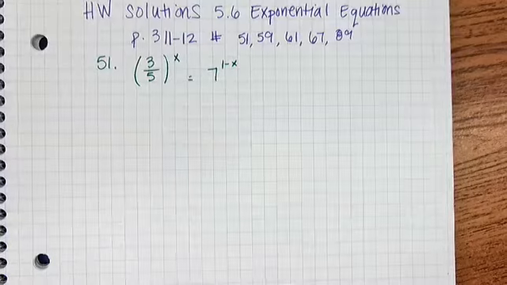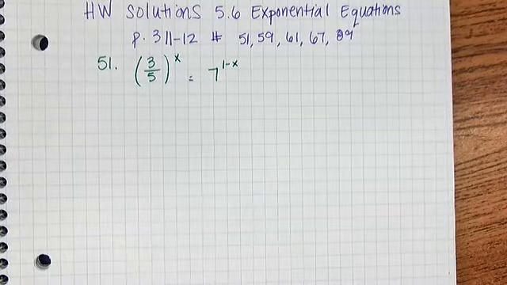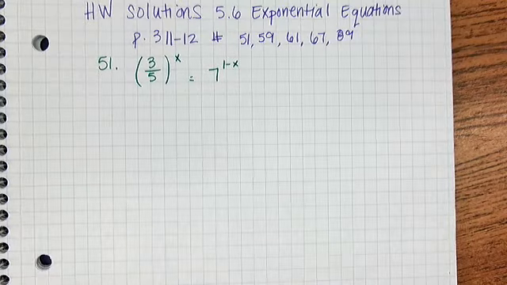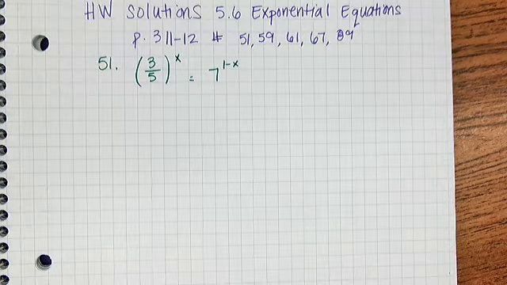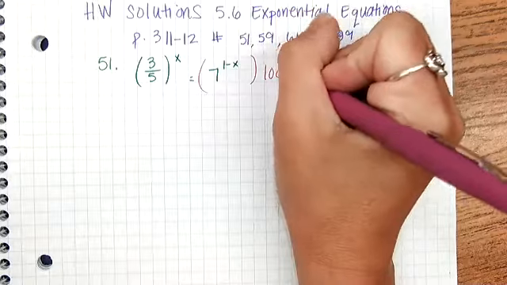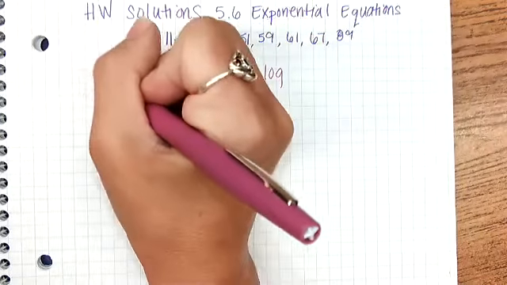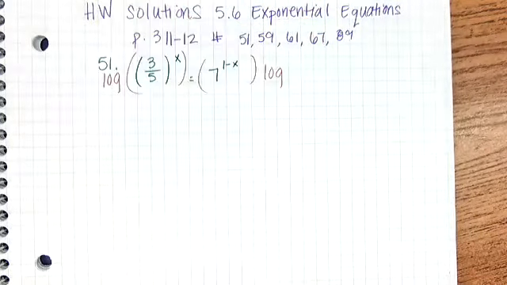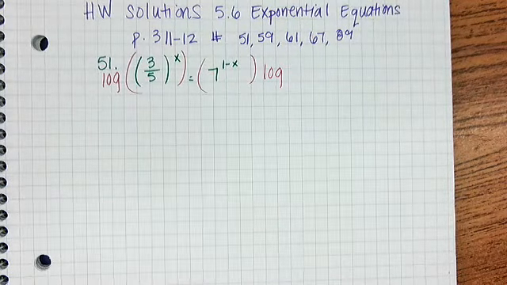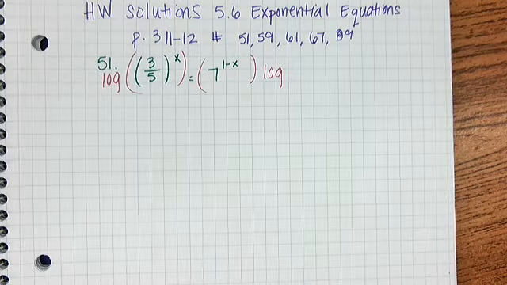51. 3/5 to the x equals 7 to the 1 minus x. So I am going to take the log of both sides. I think your book uses natural log, doesn't matter. And as the instructional video showed, you can add 6 to both sides, you can divide by 23, you can square both sides, where you can actually take the log of both sides.